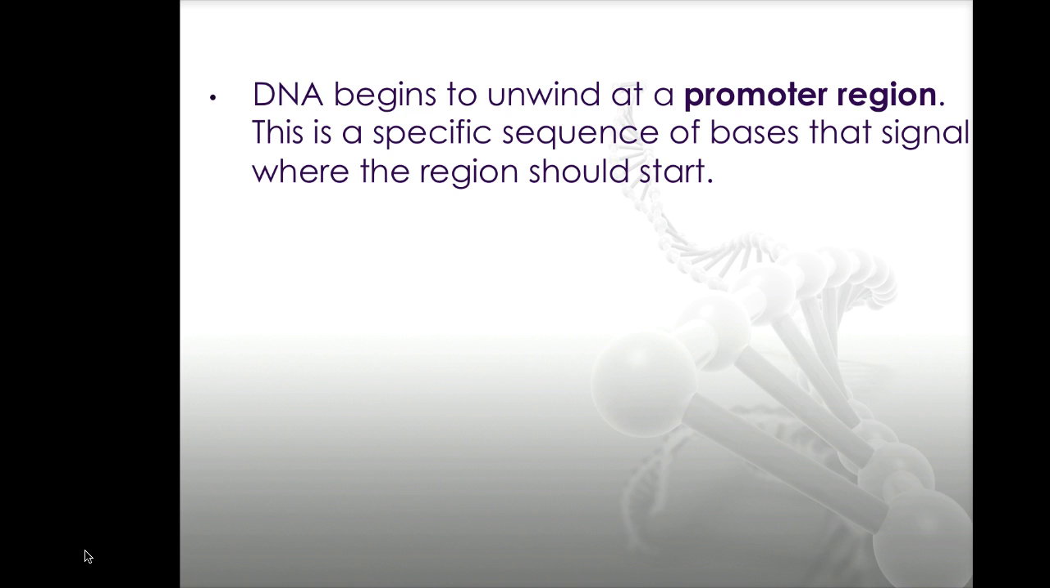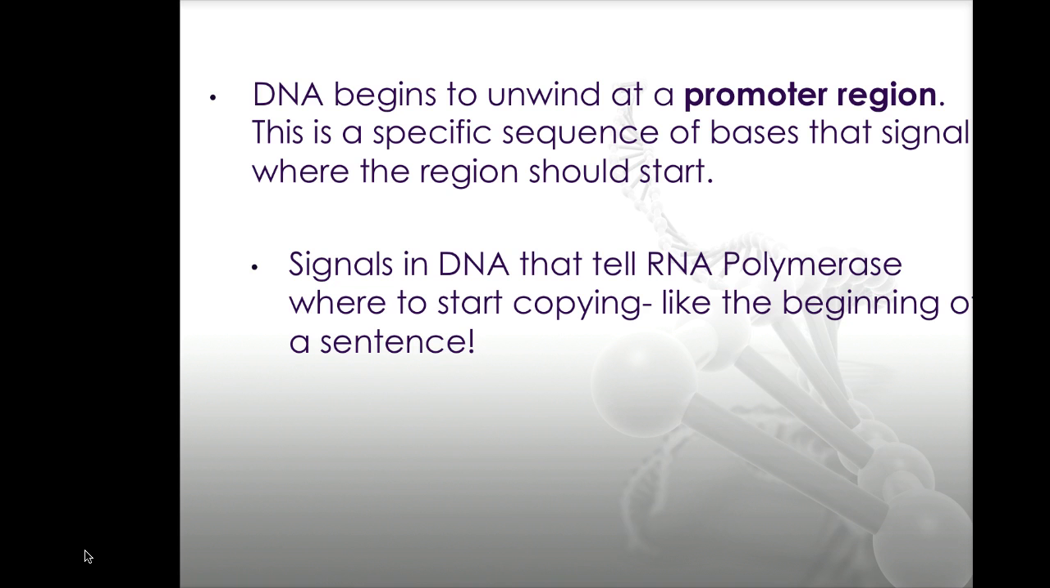okay? Now, in order to identify where that gene starts, there's a promoter region, and that promoter region is where the RNA polymerase kind of bounces around until it finds it, and it's like, oh, this is where I start, and it's going to begin. That promoter region is a very specific sequence of bases that signals where that start should be, okay? There are signals in the DNA that tell the polymerase where to start copying, and that's just like the beginning of a sentence. When you're reading a sentence in English, the first letter is going to be capitalized, okay? Or the paragraph is going to be indented. That's a signal to you that that's where that piece of information begins.